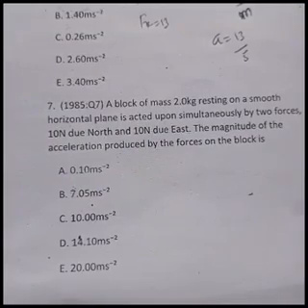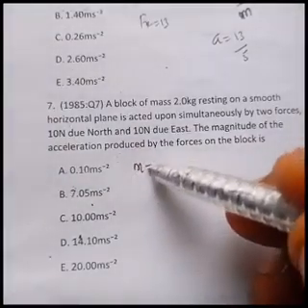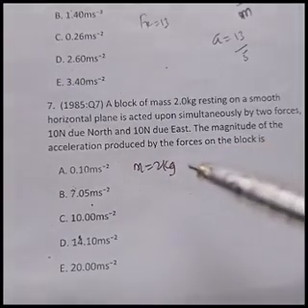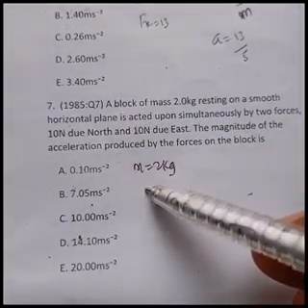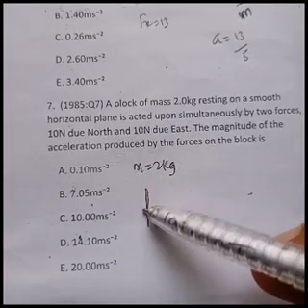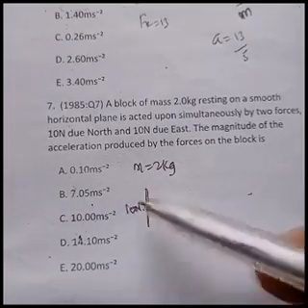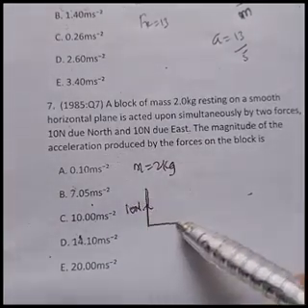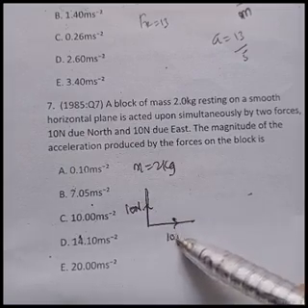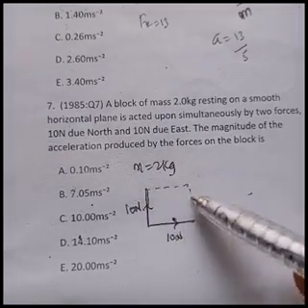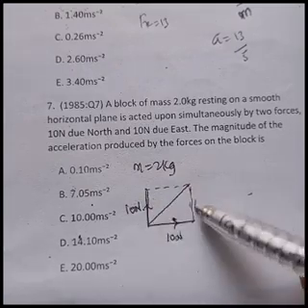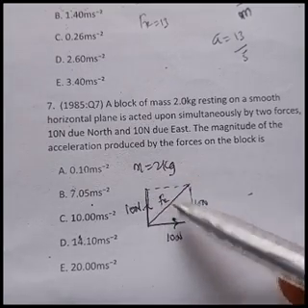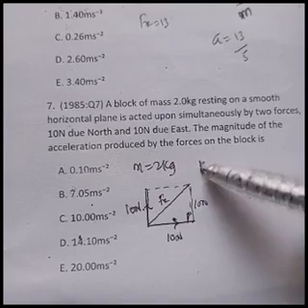A block of mass 2 kilograms, you are given the mass to be 2 kilograms, resting on a smooth horizontal plane, is acted upon simultaneously by two forces: 10 Newton due north and 10 Newton due east simultaneously. So definitely this will be the resultant here. If this is 10, this is also 10. So this is our resultant force Fr, which you can get using Pythagoras theorem.